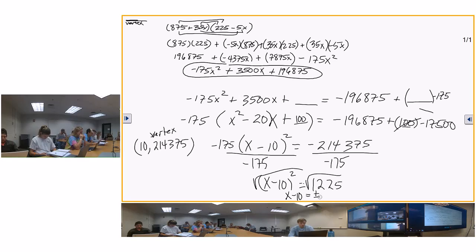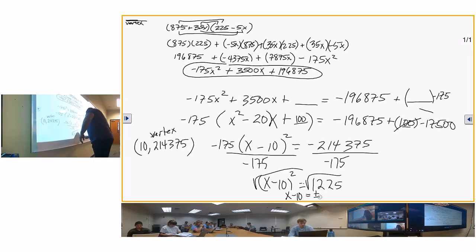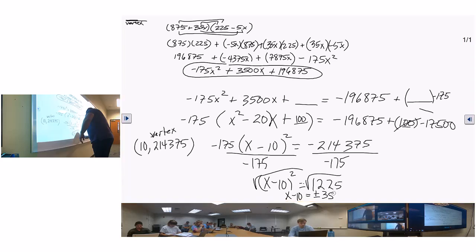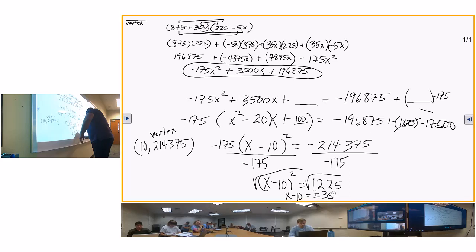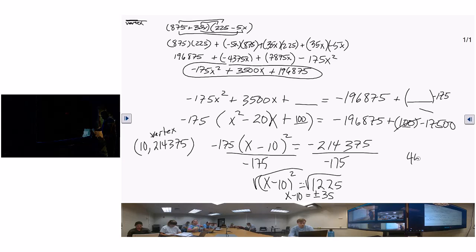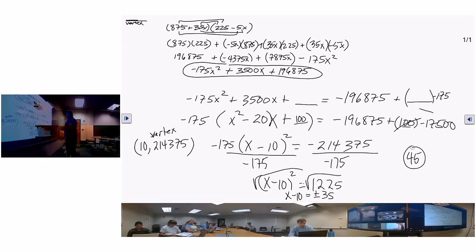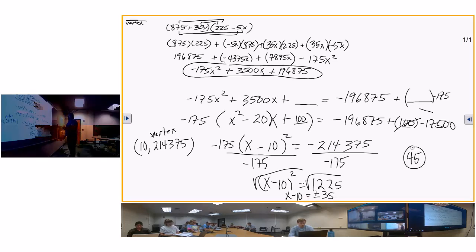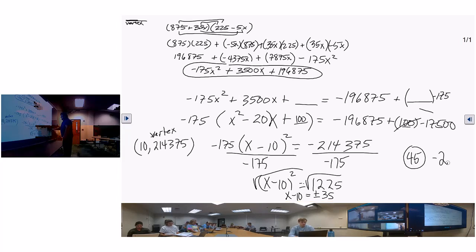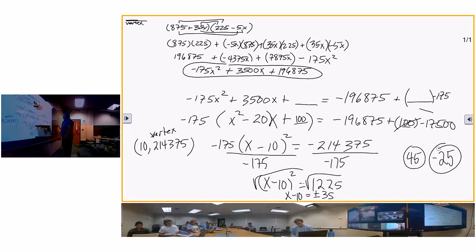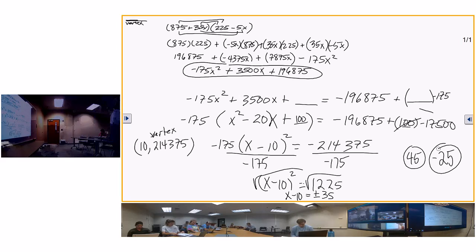I'm sorry, what? 35? Yes, sir. Well, that's nice. So what's 35 plus 10? 45. And negative 35 plus 10 is negative 25. So in this case, it'll be a whole lot easier to do it by hand than by the calculator.